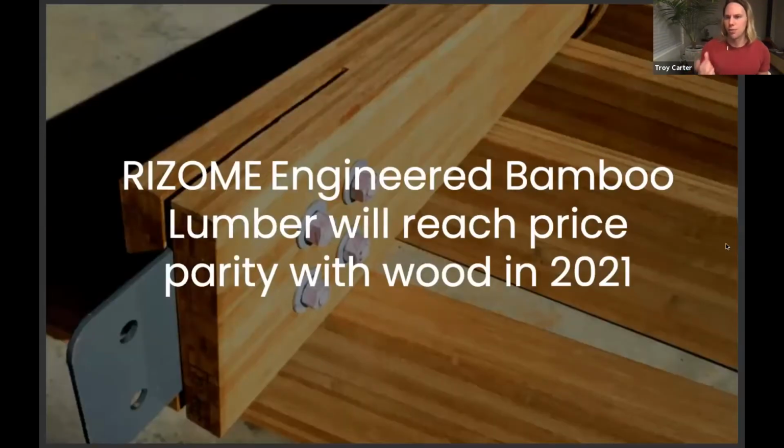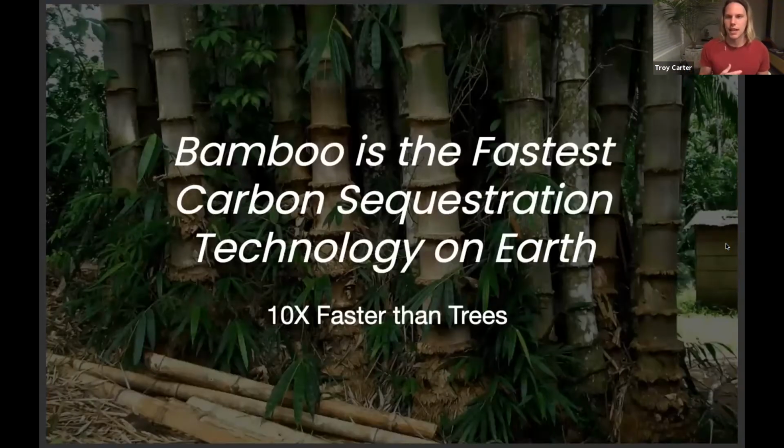And a big threshold that we're just about to hit is when we actually reach price parity and the supply chain is large enough to start servicing really large customers. And that's pretty close. We're building our second factory at the moment and have a pretty ambitious scale up.